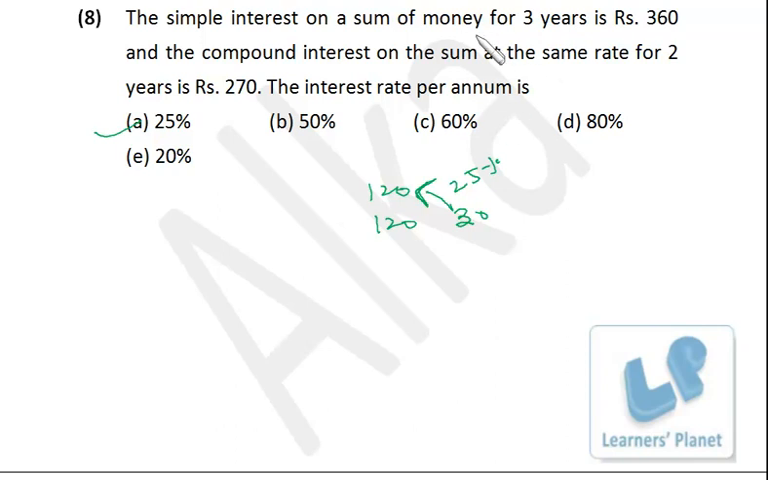So 3 years it is 360, then for every year it will be 120 and 120. Then compound interest portion is just 270. We have already got 240. That means we are having 30 extra. That 30 is actually interest on interest of first year. So first year's interest is 120 and on that 25% if we add, we get 30 rupees. So the total interest, that is compound interest, becomes 270, right?